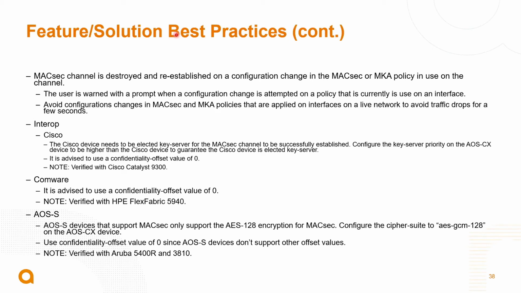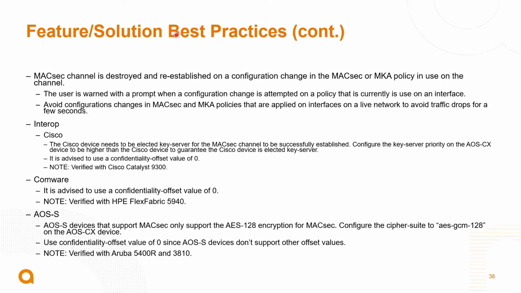Coming to interop, the R&D has tested with Cisco, Comware, and also with our own AOS products, right? So with Cisco, there are a few caveats that we have come across. That is, Cisco devices need to be the key server. With CX as the key server, we have seen some problems where the MACsec channel doesn't come up, right? So if you have a topology where the other end of a MACsec channel is going to be a Cisco device, you may want to configure the key server priorities accordingly to make sure that the Cisco device is selected as the key server, right? And we have verified this with CAT 9300.